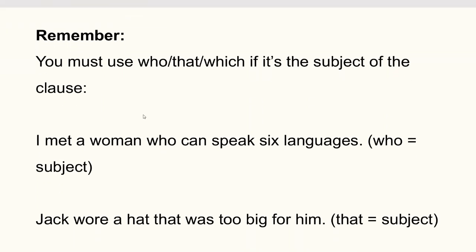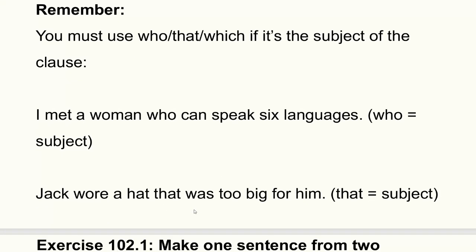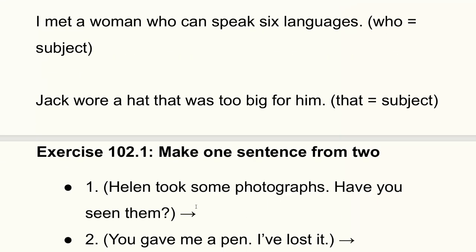So we must use who, that, which if it's the subject of the clause. I met a woman who can speak 6 languages. So we know that subject means when it performs the verb action, like who can speak. Here, who is subject. So we need to use the word who. Jack wore a hat that was too big for him. So we cannot leave the that here.